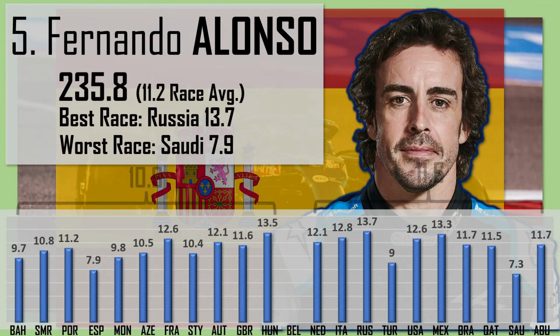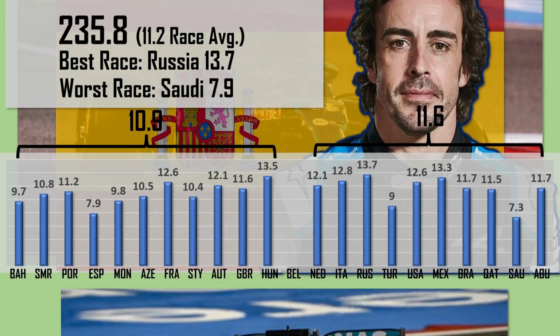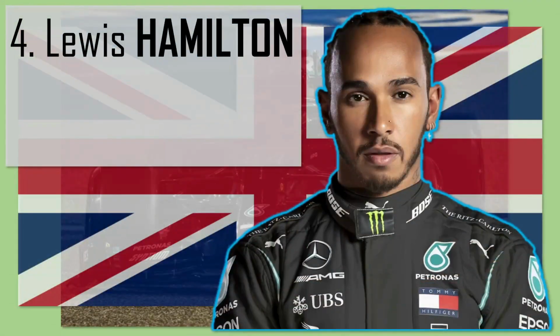He ended up scoring a season's total of 235.8, an 11.2 race average, with a best race result of Russia, scoring 13.7. And Alonso was one of those drivers who again had a significantly better second half of the year, scoring 10.9 in the first half and 11.6 in the second half. So we move from Fernando Alonso in P5 to Lewis Hamilton in P4.